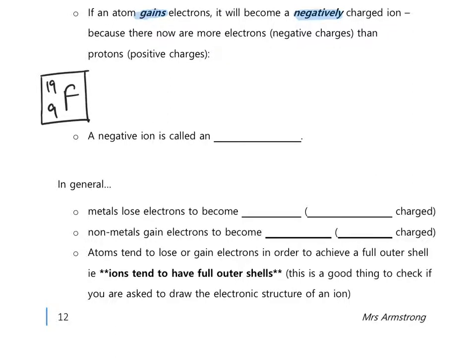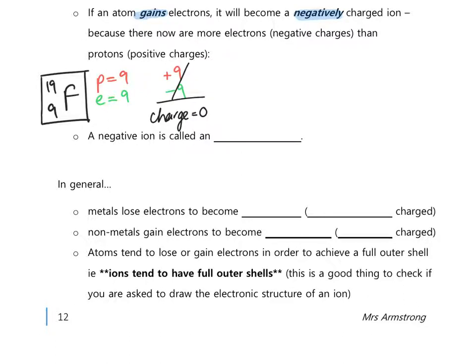So let's look at the example of fluorine, which has an atomic number of 9, which means there are 9 protons. It also means there are 9 electrons. So if we think of the charges in this atom, there's going to be a total charge of +9 from the protons and -9 from the electrons. That gives us an overall charge of 0, because the 9 positive charges from the protons cancel out with the 9 negative charges from the electrons.